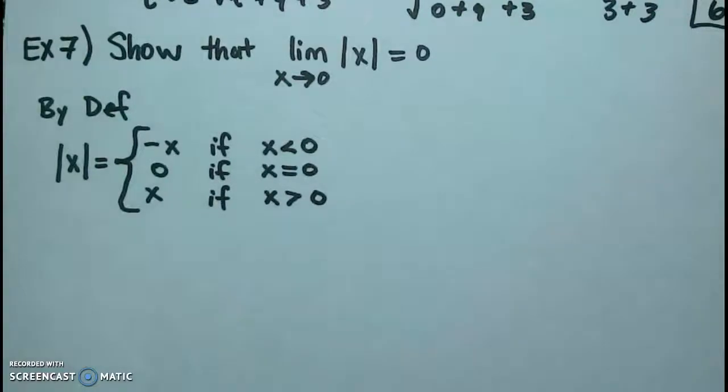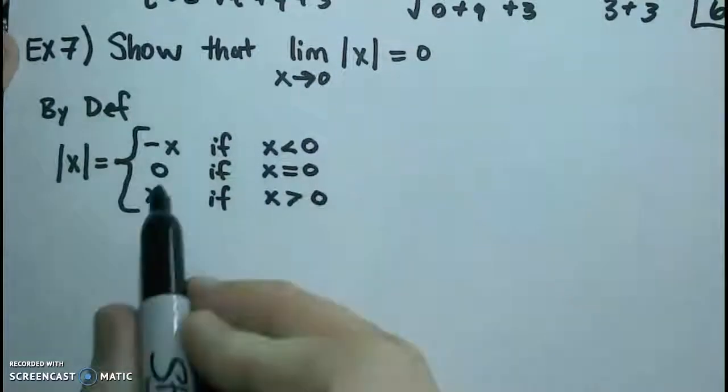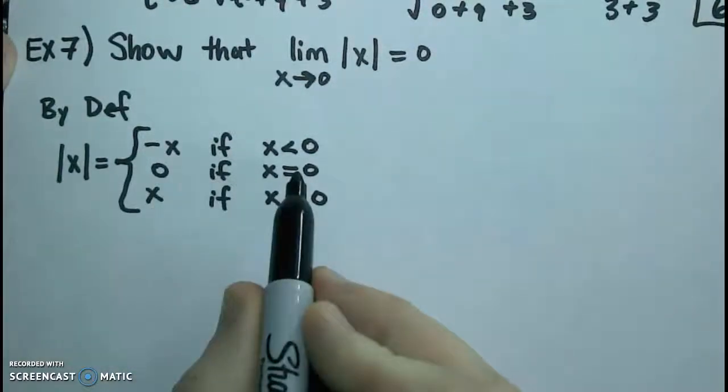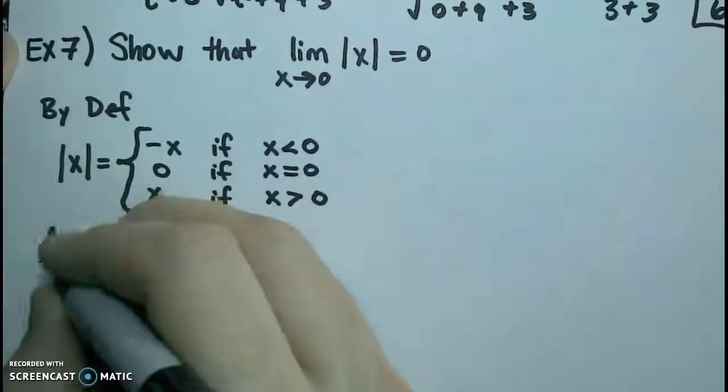So using this definition, let's look at the limit at 0. We don't really care what happens at 0. We care what happens to the left of 0 and to the right of 0. So we're looking at one-sided limits.